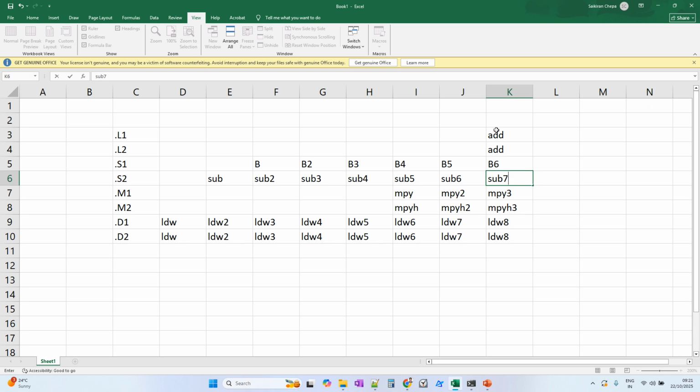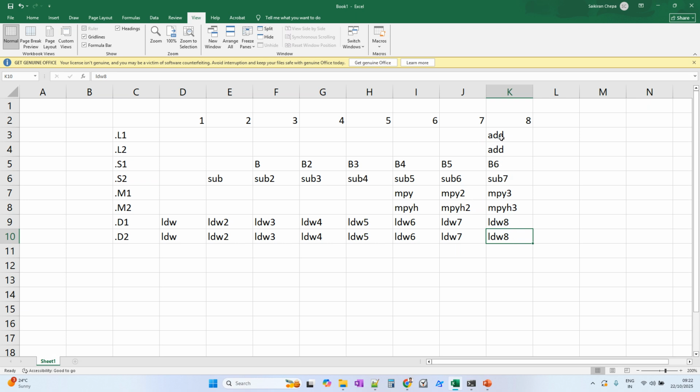If you see this particular thing, in one cycle, this is the first cycle, cycle 1. Cycle 2 is this, cycle 3 is this, cycle 4 is this, cycle 5 is this, cycle 6 is this, cycle 7 is this, cycle 8. From the 8th cycle onwards, the loop will come. So the entire thing will be like branch, addition, subtraction of the 7th unroll value, MPY is for the 3rd value, LDW is for the 8th load.